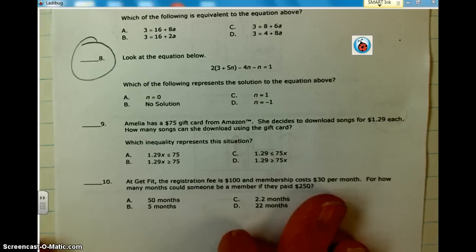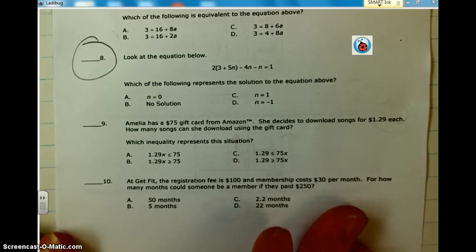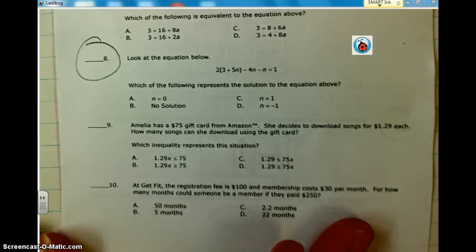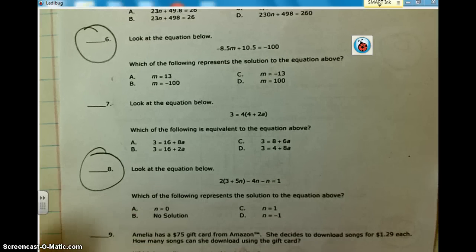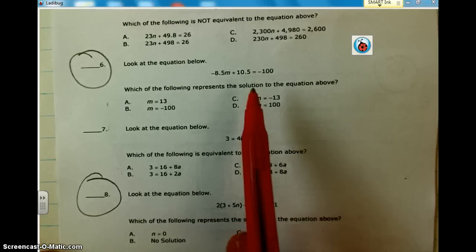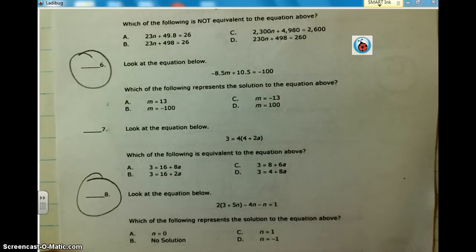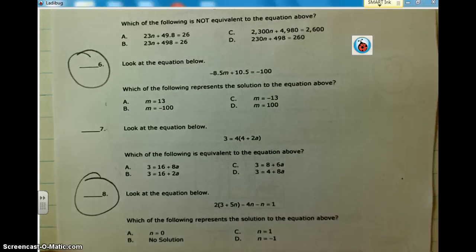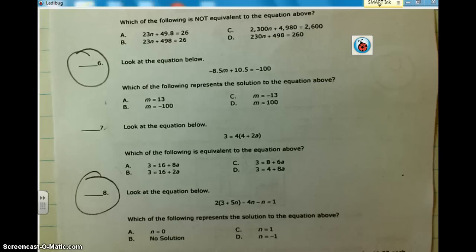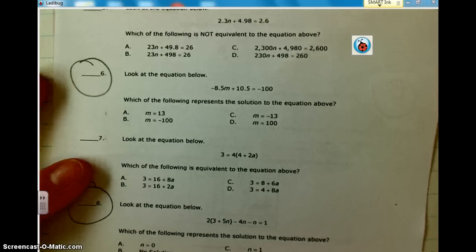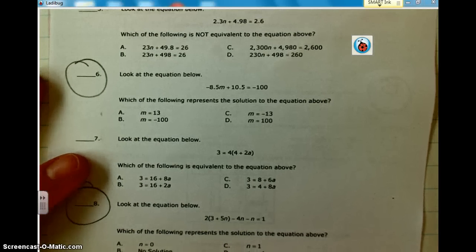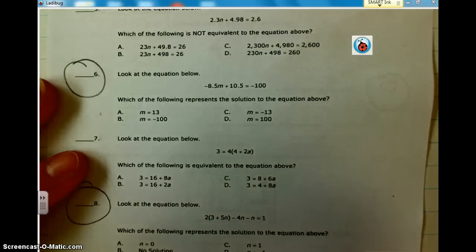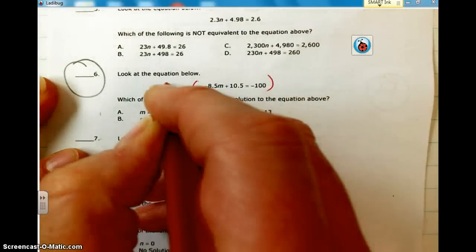Question number 8. I'm sorry, let's go up to question number 6. Number 6 gives me an equation. In an equation, there is exactly one solution, or one number that makes it true. I notice in my equation that I have numbers that are in the tenths place. So I can go ahead and multiply each piece of my problem by 10.